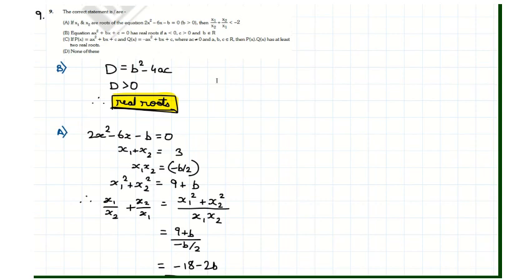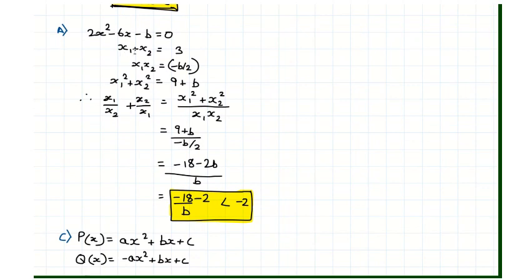In the ninth question, we need to find which of the following are correct statements. In the first option, we have 2x square minus 6x minus b equal to 0. We have x1 plus x2 is 3 because that is minus b by a. x1 x2 is minus b divided by 2. x1 square plus x2 square is 9 plus b, that is x1 by x2 plus x2 by x1 is x1 square plus x2 square by x1 x2, so 9 plus b divided by minus b by 2, which is equal to minus 18 minus 2b by b, which is less than minus 2.